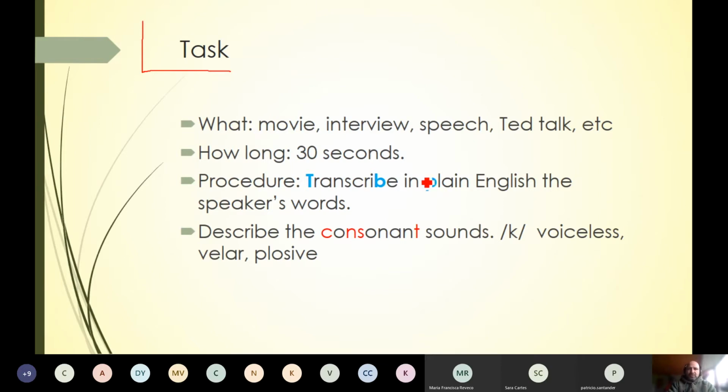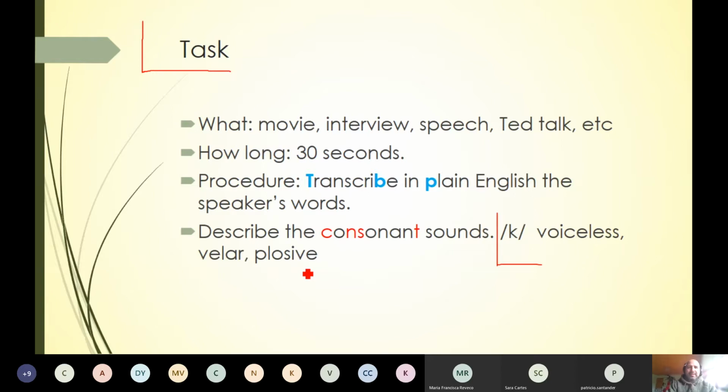And what you're going to do with those 30 seconds is you're going to transcribe what the speaker says in plain English, like the script in a movie, for instance. And then with this 30-second transcription, you're going to describe just the consonant sounds, in terms of voicing, place of articulation, and manner of articulation. An example is given here. Let's suppose that you find the word character. In character, the initial sound is k, which is voiceless, which is velar, and which is plosive.